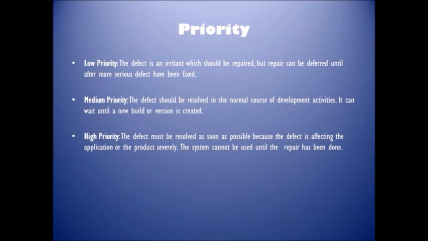A defect will be categorized as medium priority defect if the defect can be resolved in the normal course of development activities. A defect will be categorized as high priority defect if the defect must be resolved as soon as possible because the defect is affecting the application or the product severely.